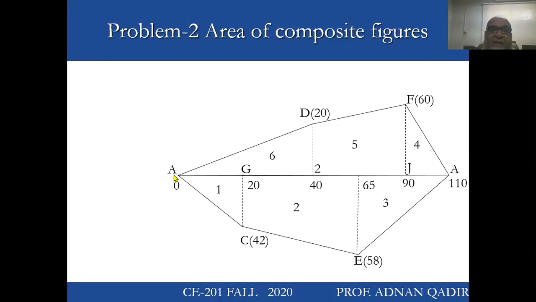Like we can divide this AGC, we'll say this is a triangle. So we can say 1. Then we can say JG, this point, then E and C. This can be a trapezoid. So we calculate the area of the trapezoid.